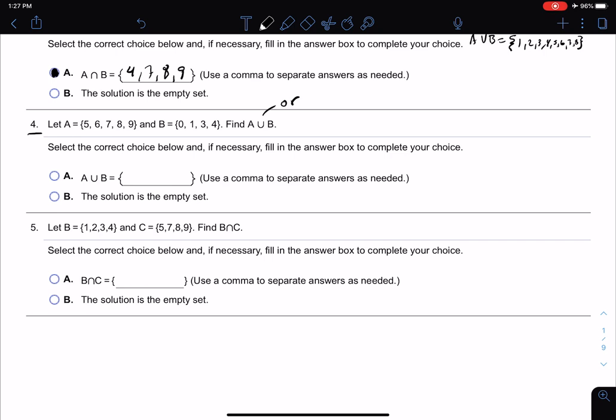I noticed that MyMathLab doesn't care if you put them in chronological order. I tested that, so that doesn't matter, but I could also put them in order if I wanted, I guess. So 0, 1. So on this, we have 0, 1, 3, and 4. And then we also have 5, 6, 7, 8, 9. And that's finding the union.